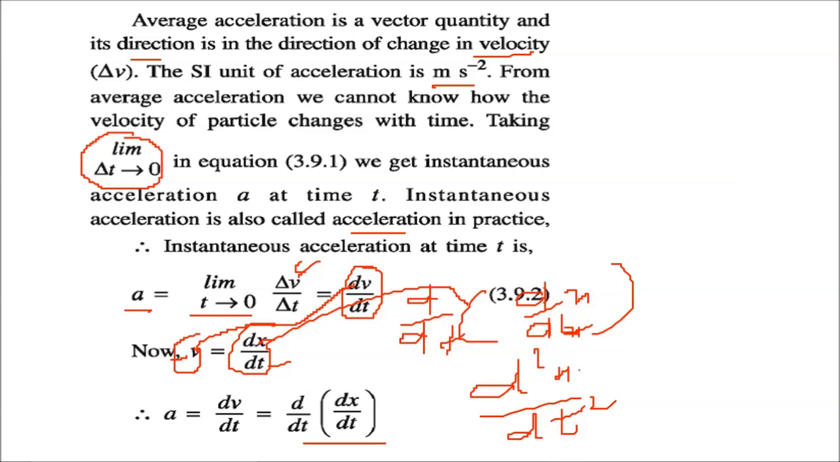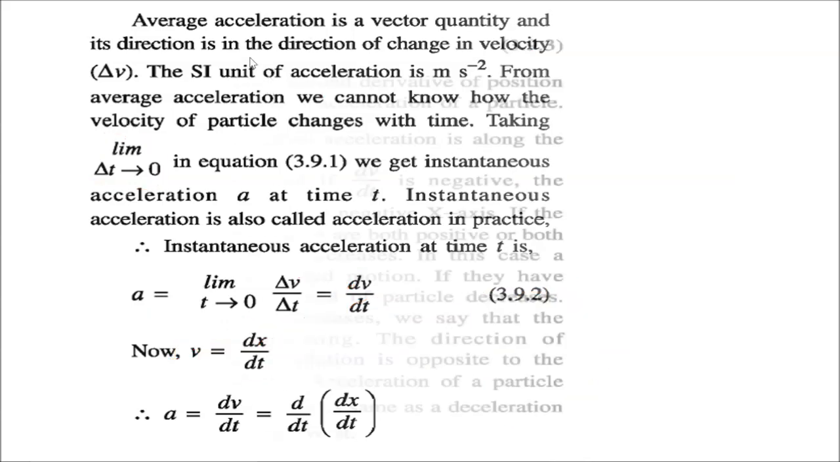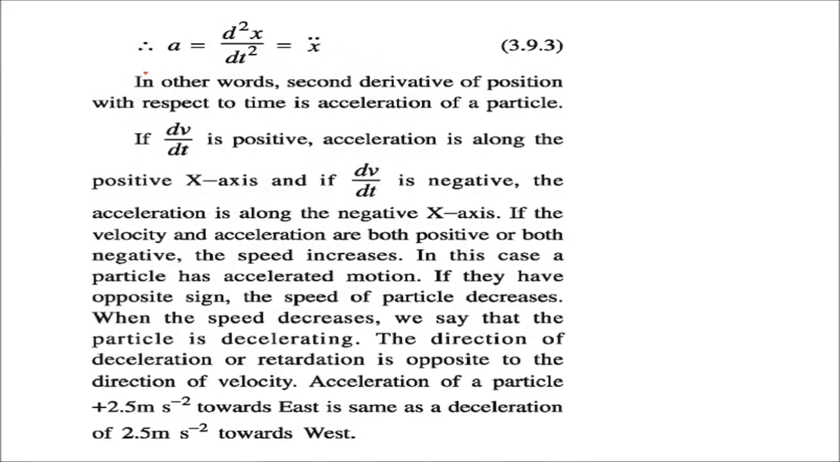So whenever we have an equation in terms of x, you just differentiate it twice. That is the acceleration. So this is the acceleration, d2x by dt square. It is given by x with 2 dots above. Or we can say that the second derivative of position with respect to time is the acceleration of a particle. If this dv by dt is positive, that is a positive acceleration along the x-axis. If dv by dt is negative, that is acceleration on the negative x-axis.